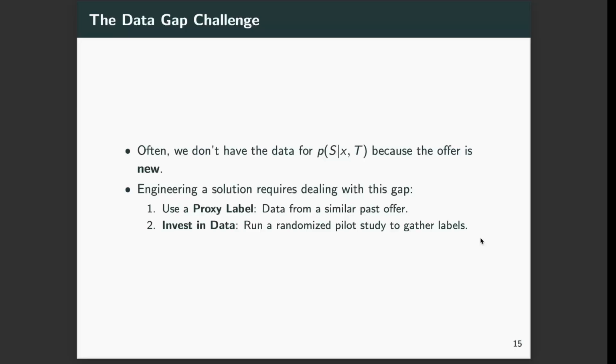Both strategies require judgment. Proxy labels are quick but approximate. Pilot studies are precise but costly and time-consuming. The choice between them depends on the scale of the campaign, the stakes involved, and the budget available. This kind of judgment call is exactly what analytical engineering demands.